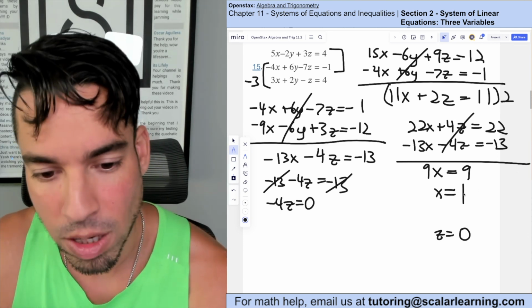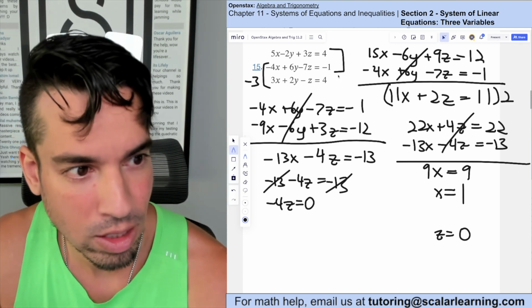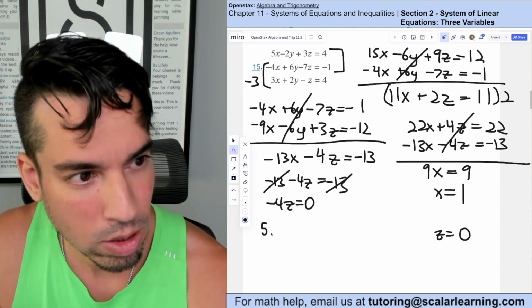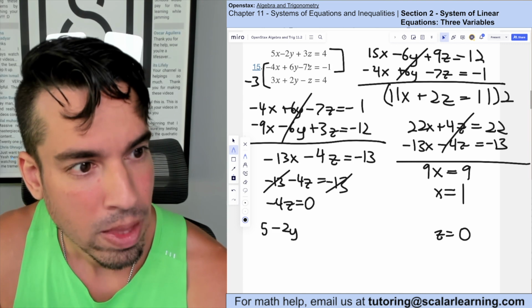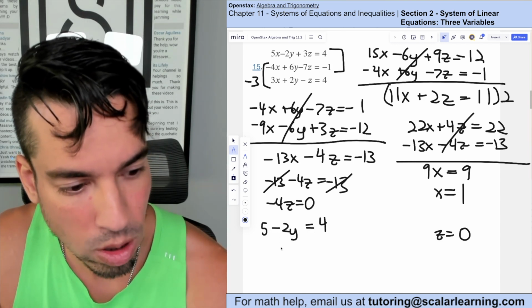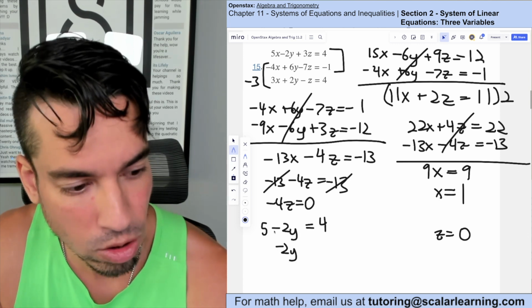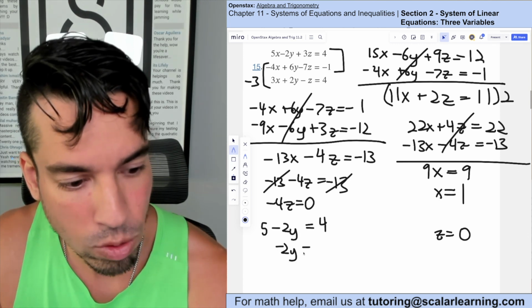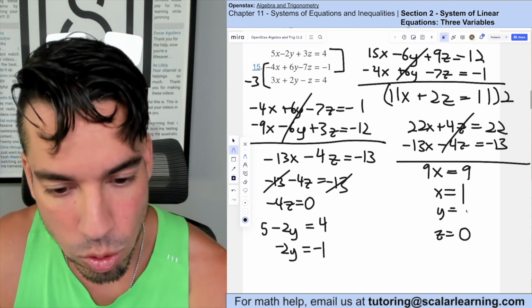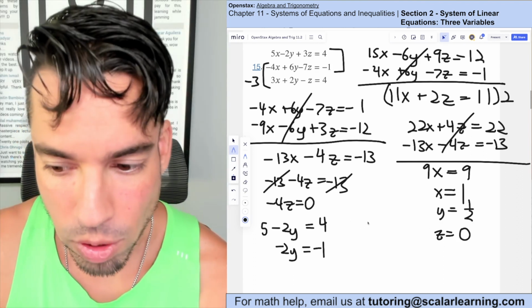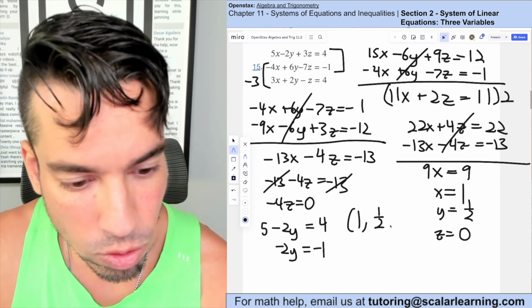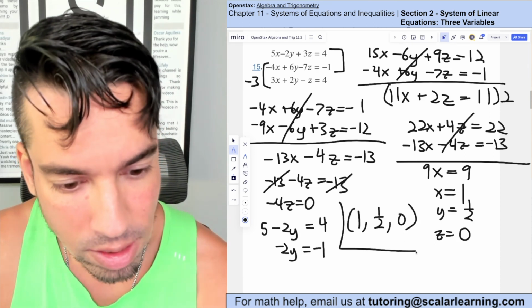Last but not least, we're going to plug 1 and 0 in for x and z into one of these three equations. Let's do it into the top one. So 5 times 1 is 5, negative 2y, 0 times 3 is 0, equals 4. We're going to subtract 5 from both sides. Negative 2y equals negative 1. Divide by negative 2, and y equals 1/2. So now we have a final answer in coordinate form. We have 1, 1/2 for the y value, 0 for the z value. That's how you do it.